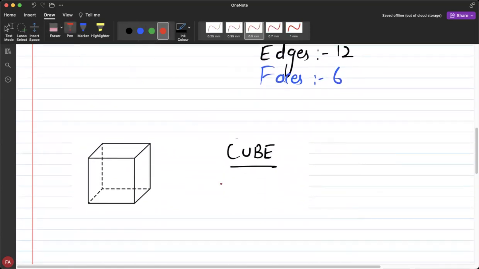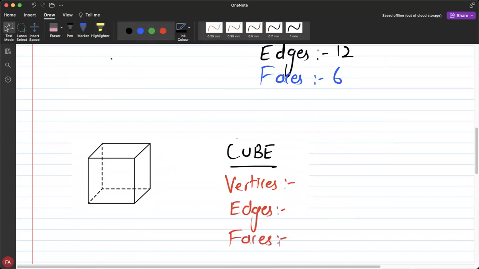Now, in this case over here, if I ask you how many vertices do we have? Similarly, how many edges do we have? And finally, how many faces do we have? I expect all of you to pause this video and try this yourself.